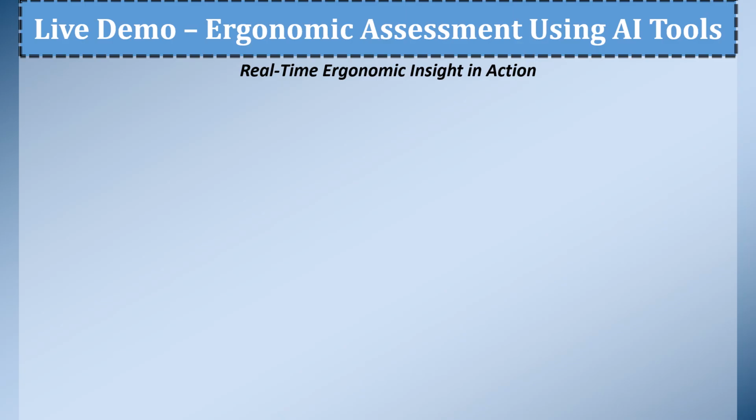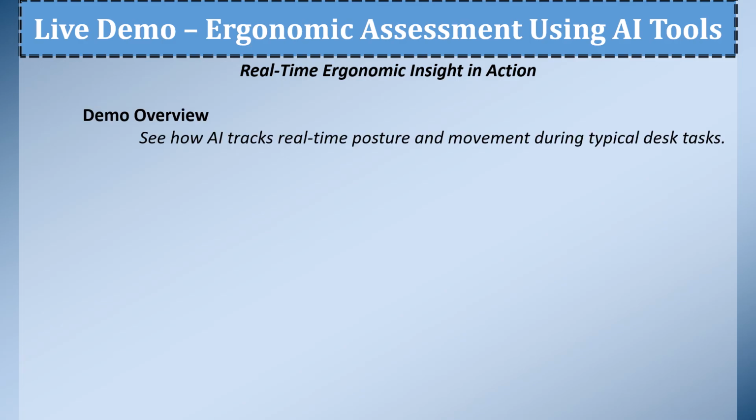Live demo, ergonomic assessment using an AI tool. Real-time ergonomic insight in action. Demo overview. The live demonstration showed how an AI ergonomics tool captures and analyzes real-time postures and improvements. Using a webcam or wearable input, the system evaluates sitting posture, shoulder alignment, and head tilt while the user performs typical desk tasks.